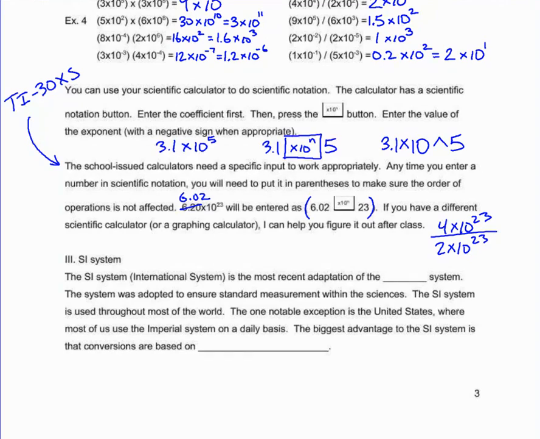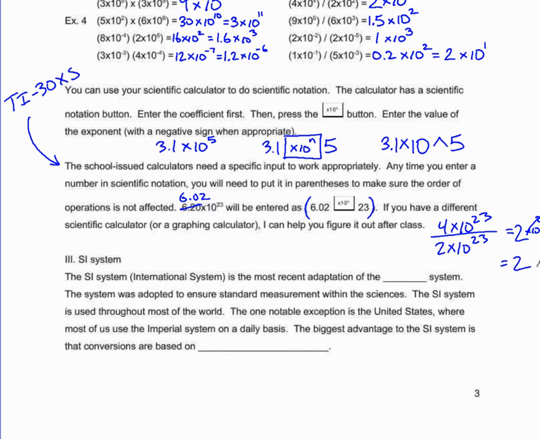Now we can use the method that I just told us about at the top of the page for dividing. We are going to divide the coefficients, there's 2, and we're going to subtract the exponents. 23 minus 23 is 0, so 10 to the 0th power is just 1, so our answer here is 2.